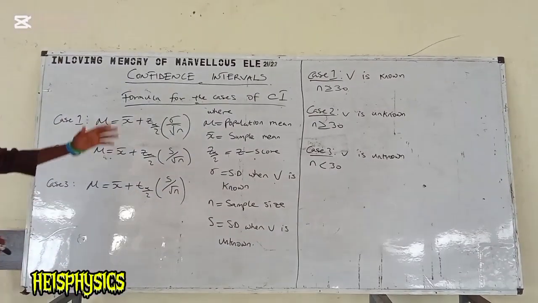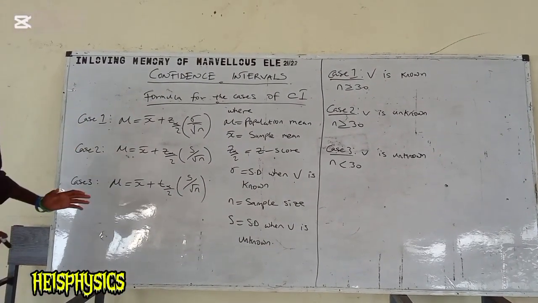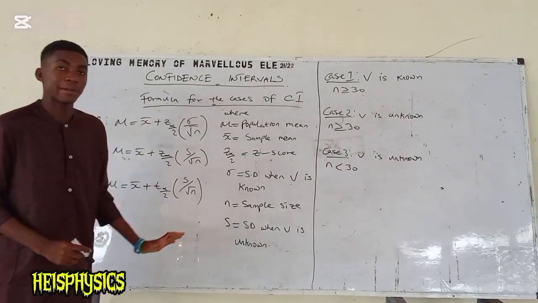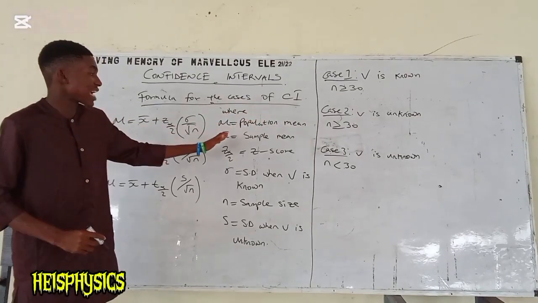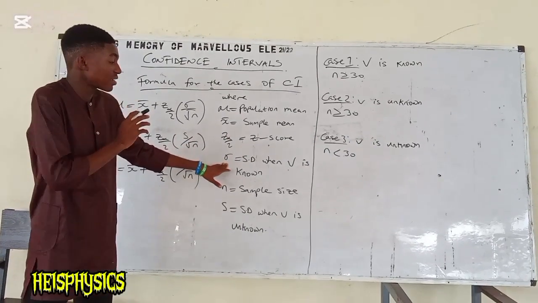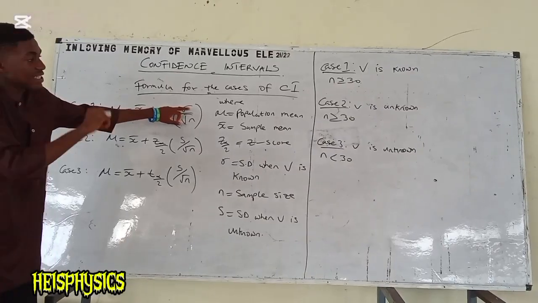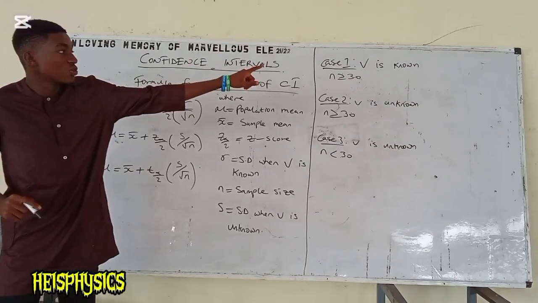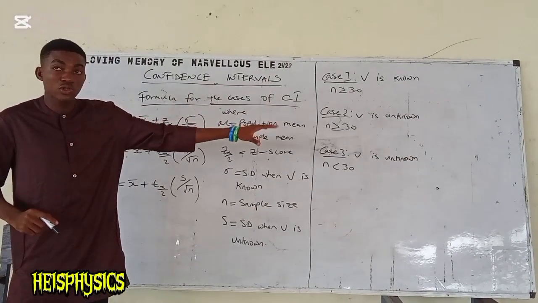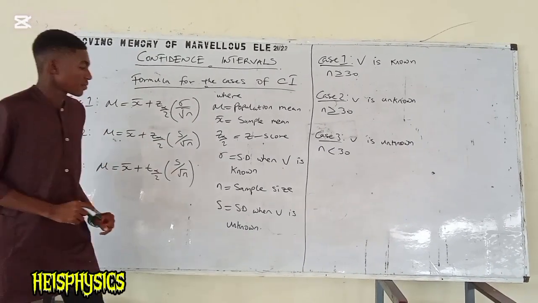So these are your parameters. This is the formula for case 1, case 2, and case 3. Mu is the population mean, x bar is the sample mean, and this is the standard deviation when variance is known. If you watch, it's only case 1 that the standard deviation is written like this, because it's only case 1 that the variance is known. For case 2 and case 3, the variance is unknown in both. That is why the standard deviation is written as S and S.